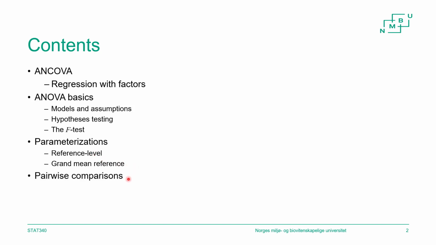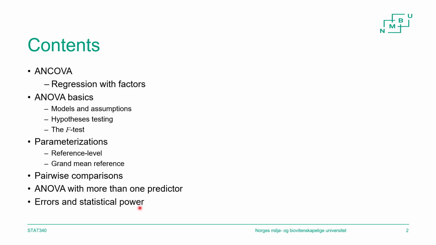A few words about pairwise comparisons. This belongs in this part here. And then, of course, since this is the basics, we only look at a single predictor, but what if we have more than one predictor? We will just see how it extends easily, actually, to multiple predictors. And then finally a few words about errors and statistical power, which is not linked specifically to ANOVA, but this was the place we decided to put it.